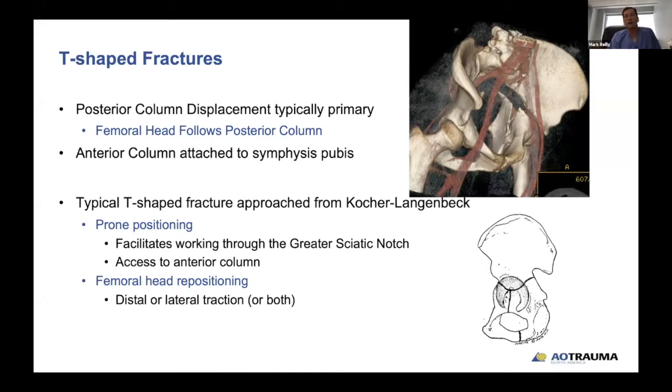Now, unlike some of the other fracture patterns that we looked at last week, here, a T-shaped fracture is definitely facilitated by positioning the patient prone. And I think that goes for all of the transverse family of fractures. It facilitates working through the greater sciatic notch, which is a necessity, and particularly where we're trying to manipulate an anterior column from the back by working through the greater sciatic notch, we really need to maximize our exposure. And so prone positioning will help us safely maximize the exposure of the Kocher-Langenbeck.